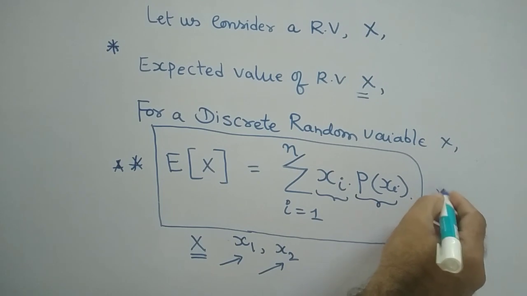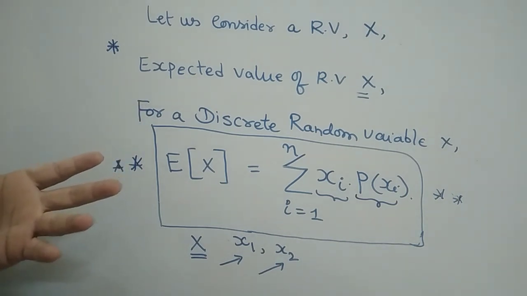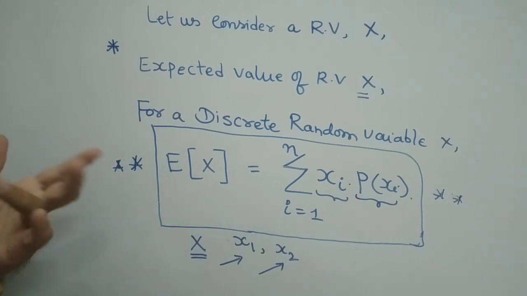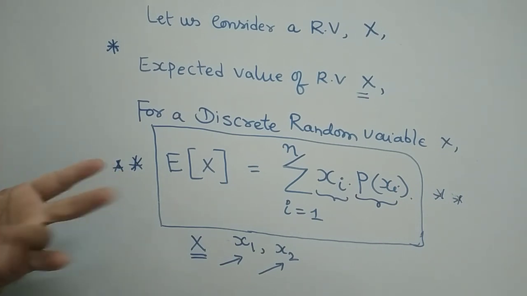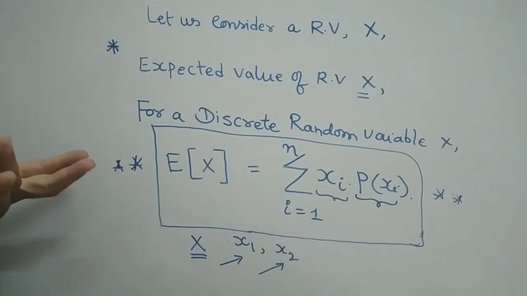So this is the first parameter. I hope you understood this well, and I will finish this presentation here and we will continue in the subsequent presentation. There we will see another important parameter of a random variable: the variance. The second parameter is the variance, which we will see in the subsequent presentation.